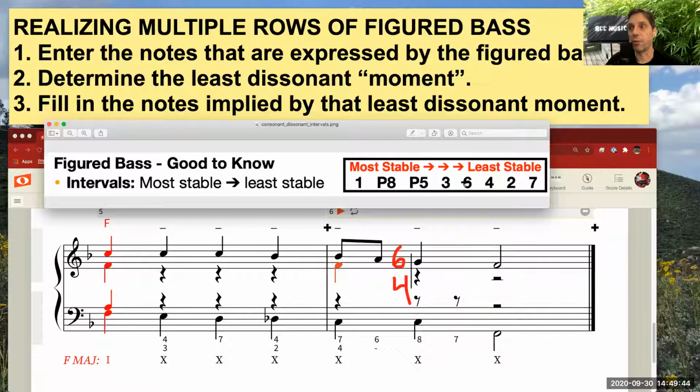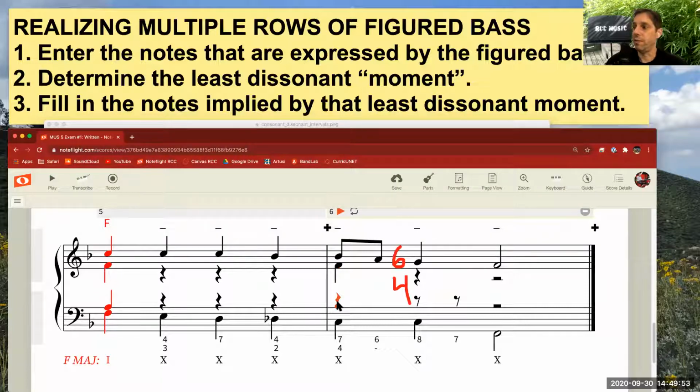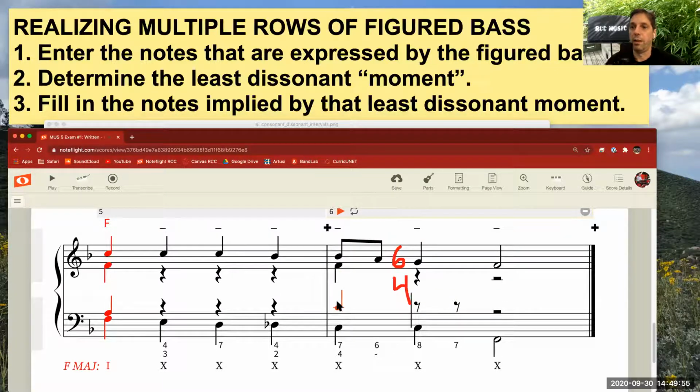With a second inversion triad, we normally double the fifth or the lowest sounding tone. So in my tenor voice, I will double the lowest sounding tone, which is C. And everything is there. So notice at this moment, if we ignore the 7 above just for a moment, we have the 6th above and the 4th above, and we've doubled the bass, just like we would a second inversion.